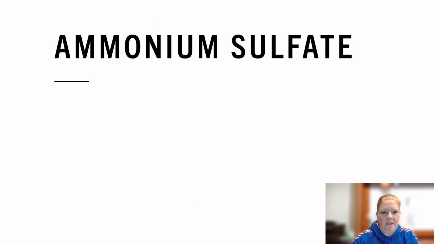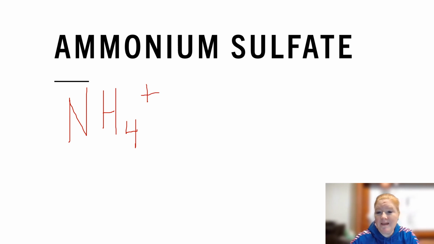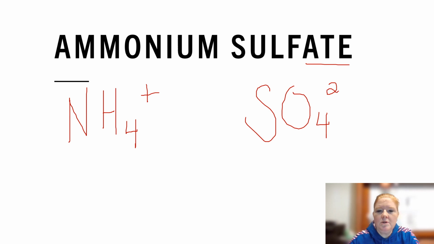Ammonium sulfate. So ammonium, that is NH4+. Where did I find that? Table E. Okay. Sulfate. Now this does not end in -ide, which means automatically I know I've got to look at Table E, right? So SO4 2-. All right, again, those came from what table? Table E. All right, now I need to make this balance.